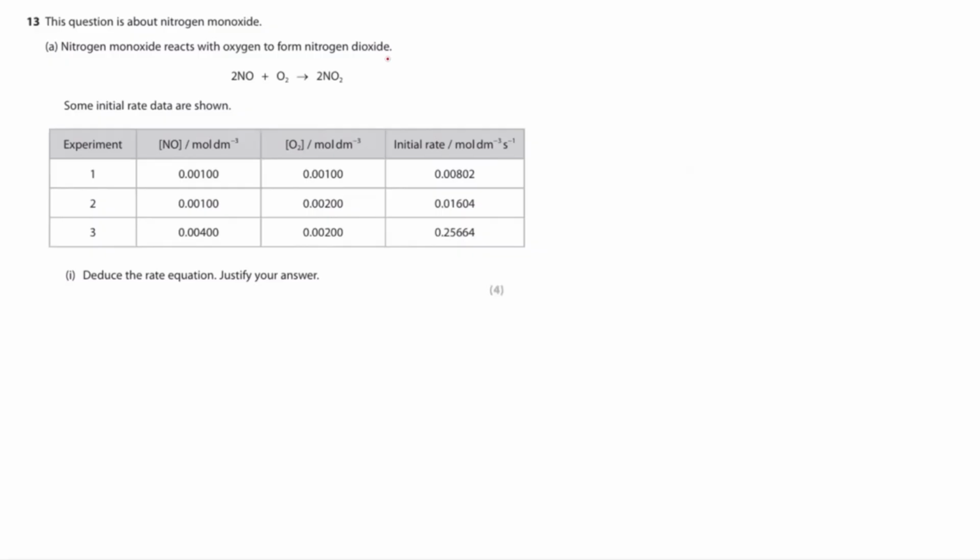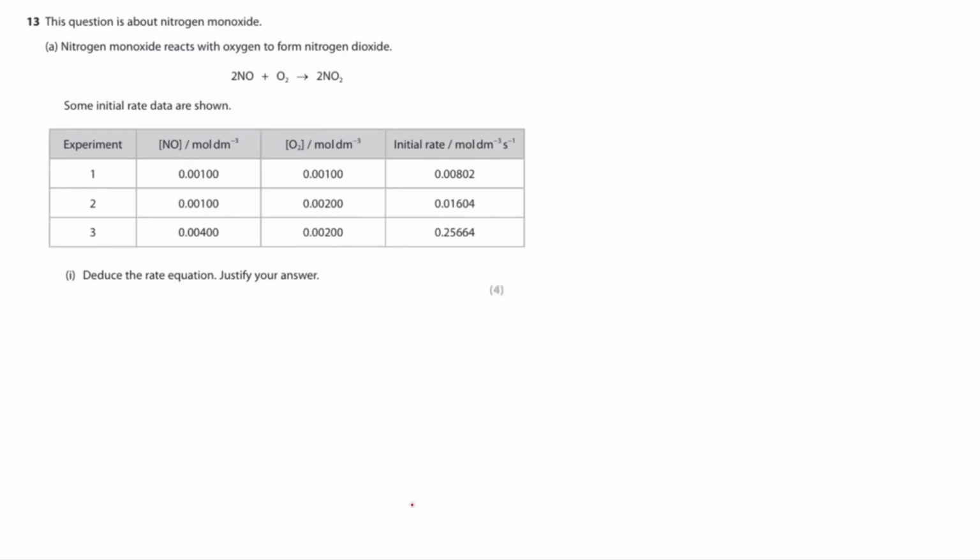So they have given a table. They have given experiment 1, and what was the concentration of nitrogen monoxide and what was the concentration of oxygen, and then they are saying what was the rate at that point. Now they say that, looking at this experimental data, deduce the rate equation and justify your answer.